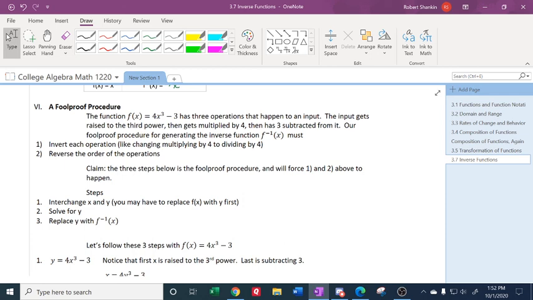Reverse the order of these operations. And I claim that the 3 steps below are a foolproof procedure, and it will force, number 1, it'll invert every operation, and number 2, it'll reverse the order of the operations.